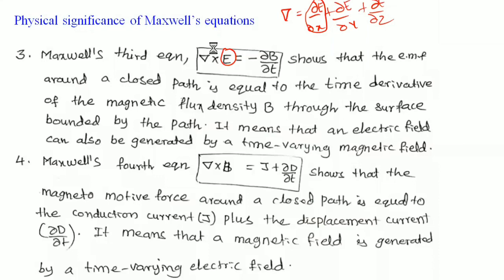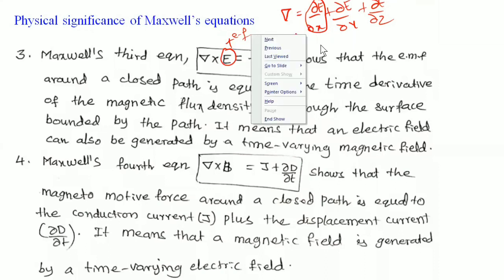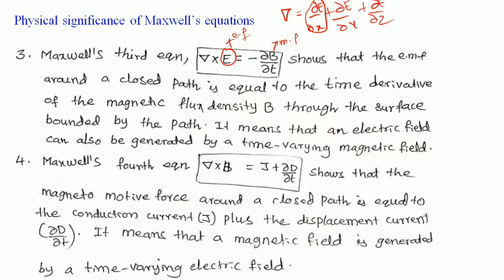Changing electric field. So what about this? Changing magnetic field. This is magnetic field. This is electric field. So an electric field can also be generated by a time varying magnetic field. That is the physical significance. You observe clearly the third Maxwell equation. So the third Maxwell equation is curl of E is equal to minus dou B by dou T. Minus dou B by dou T.